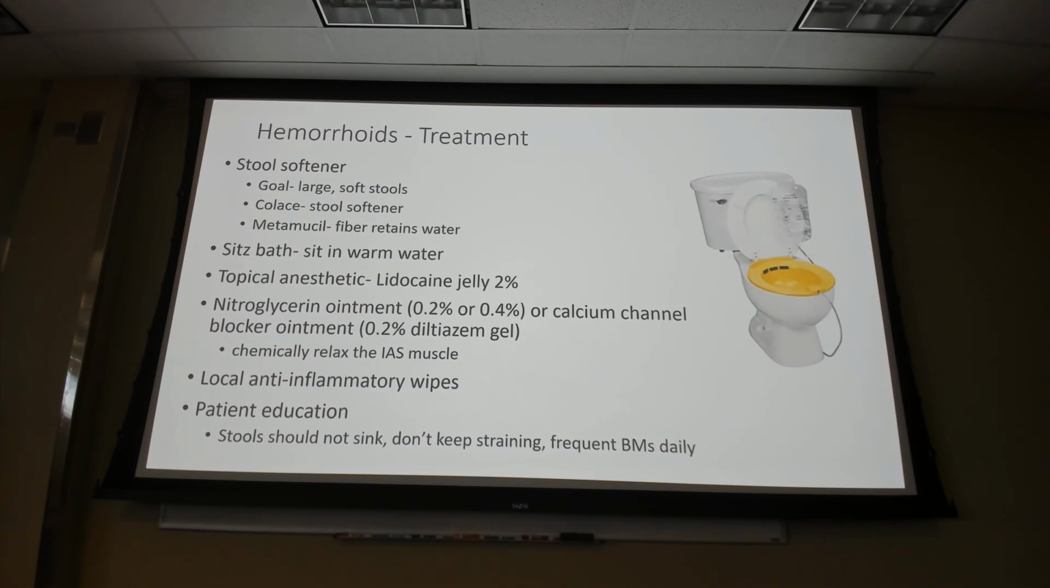So what do we do for these? Most of them, we give them a stool softener. We can give them some Colace, Metamucil, whatever we have. Sitz baths are one of the things we prescribe them. Topical lidocaine jelly works well, just to help numb the area. There are some ointments out there, not as common, like the nitroglycerin and the calcium channel ointment. But that can help relax the sphincter and cause some relief for the patient.